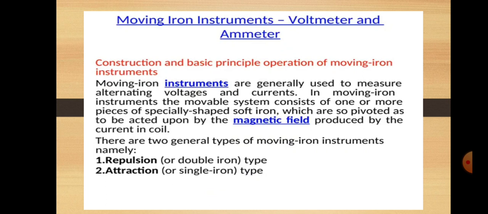In moving iron instruments, the movable system consists of one or more pieces of specially shaped soft iron. So we are using one or two pieces of specially shaped soft iron. This we will see in the construction. The type of iron used is soft iron. These one or two pieces are so pivoted as to be acted upon by the magnetic field produced by the current in the coil.